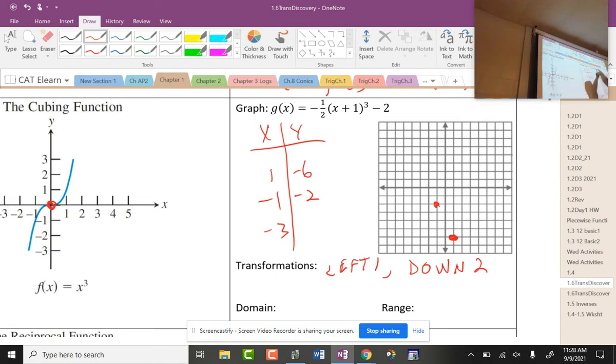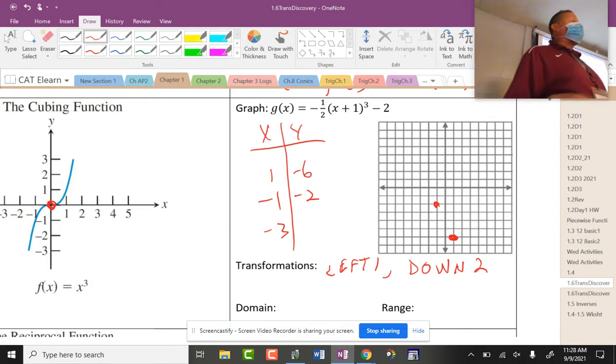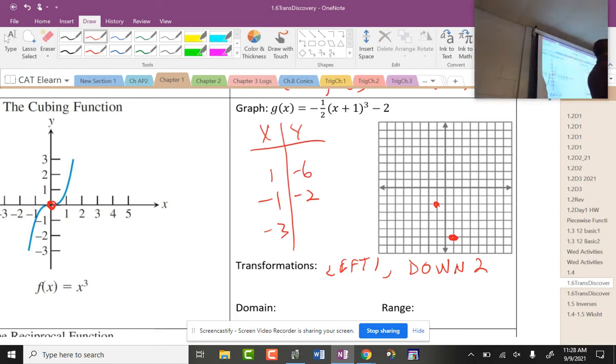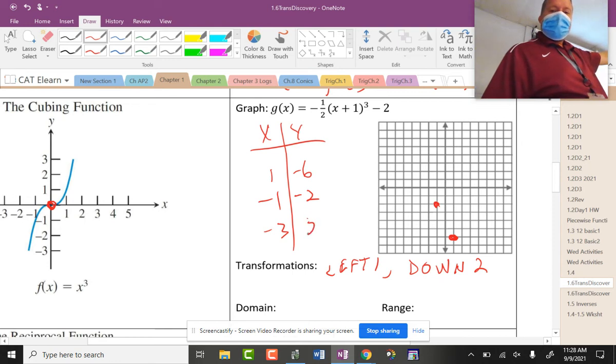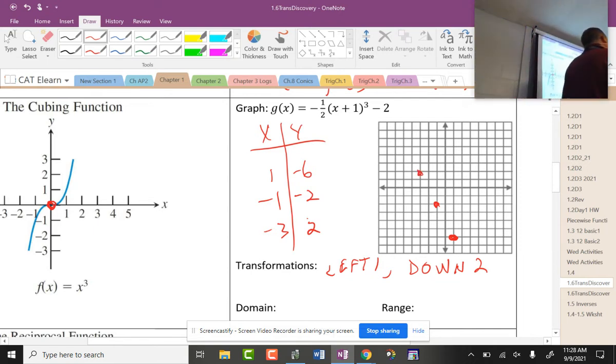It's -2, but then cube it. -3 plus 1 is -2. It's -8 times -1/2, though, is what? 4 minus 2 is what? 2. All right, so sorry, it's not like a reflected value, because here's what it is: 1, 2, 3, 4, then over 2. There's that odd symmetry, but that's where I get -3 comma 2.